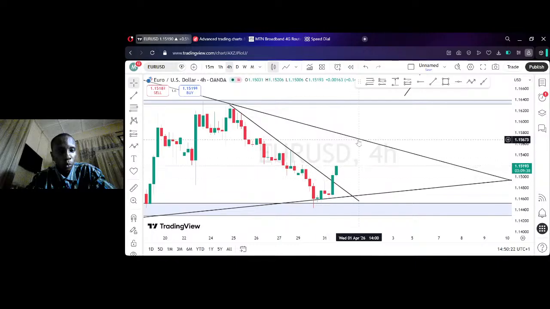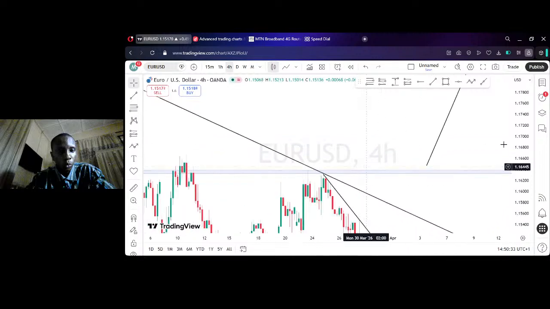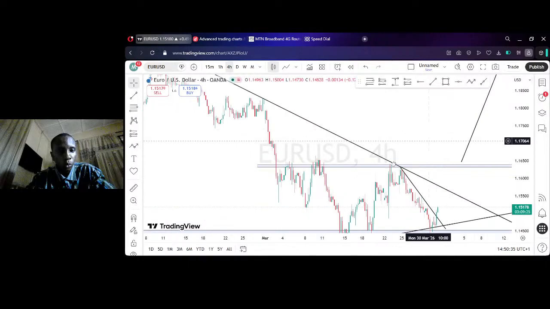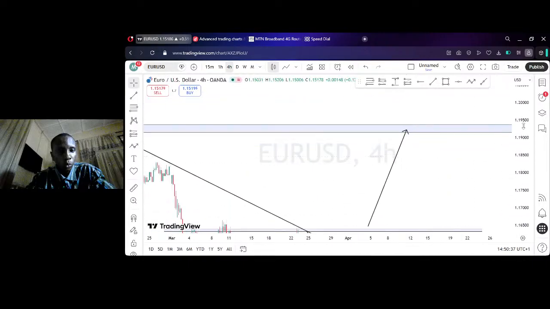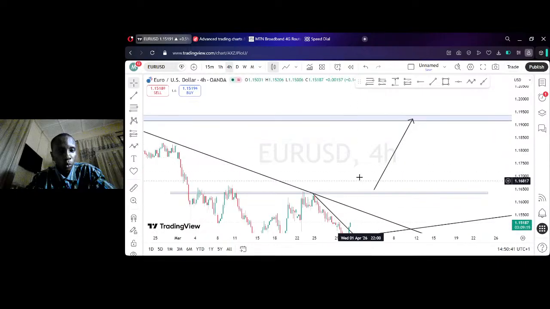So the EURUSD is coming to attempt this trend line for the fifth attempt. If we get a breakout, price is coming here. If we can clear out, price is coming to test this level right here. So that is that on the EURUSD.